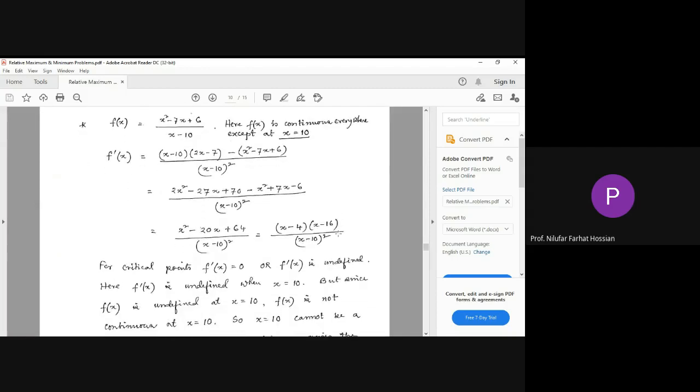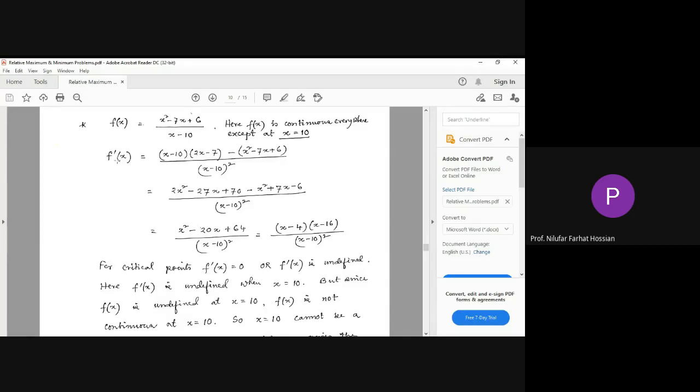Now let us do this math. This is important, you see. This is a rational function, and this function is defined and continuous everywhere except at x equal to 10. Except at x equal to 10, because this function is undefined at x equal to 10.